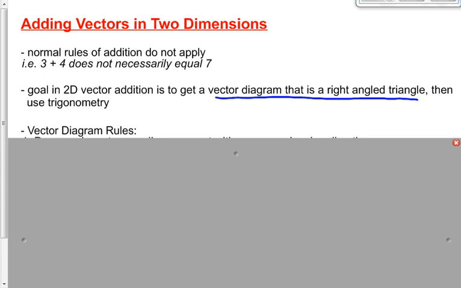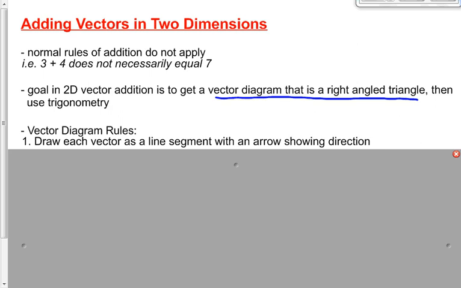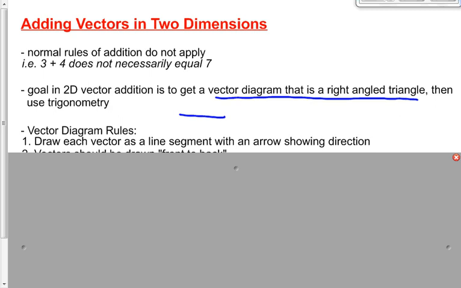To get a vector diagram, we have to follow certain rules. Okay, and you guys have never really had to follow these rules before because you've never really drawn a vector diagram. The first rule is this. You're going to draw your vector as a line segment. So if it's 3 to the east, you're going to draw it like this, with a little arrow on the end of it showing direction.